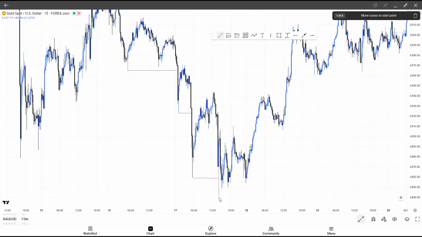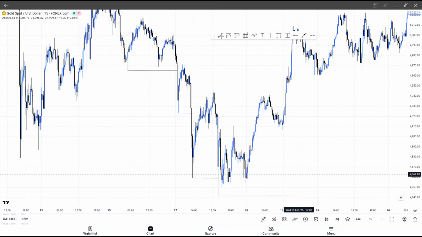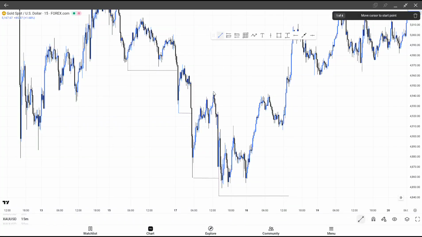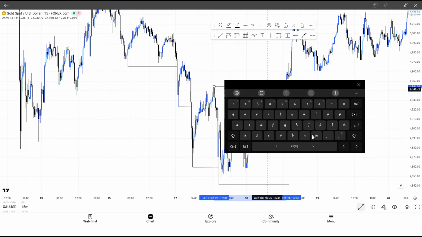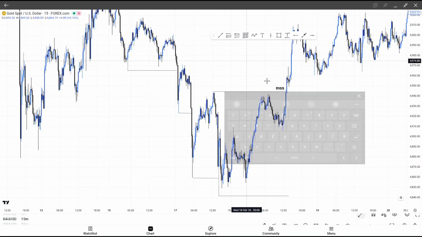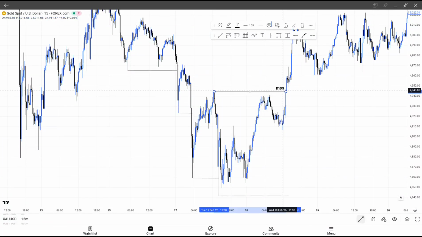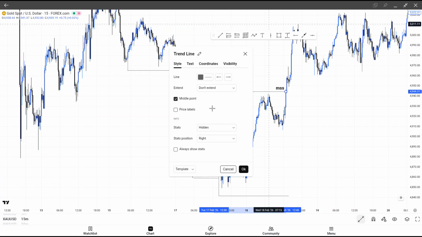But we don't have another break of structure to the downside here. Why? Because price came to take the previous low, or the previous high, sorry. So this zone is what we call a market structure shift. Do you get the point I'm talking about? So this is what we call a market structure shift.